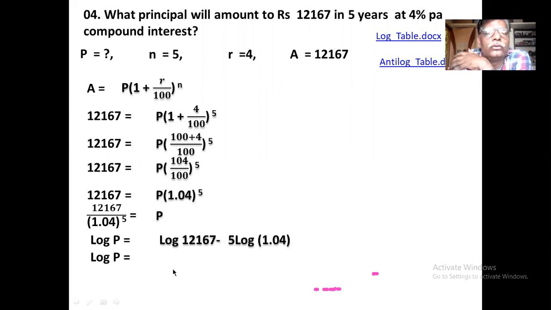Log P is equal to, what is your answer? What is the characteristic of this number, 12,167? Tell me the characteristic. Characteristic is 4, because this is a 5-digit number. Five numbers are there. Characteristic is 4. Then how to see the logarithm table?